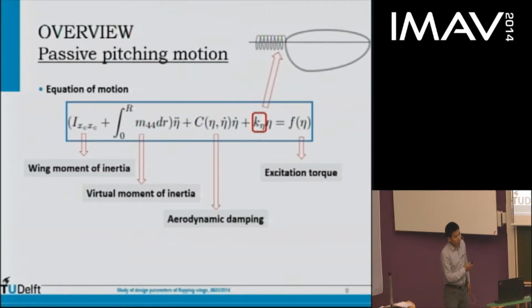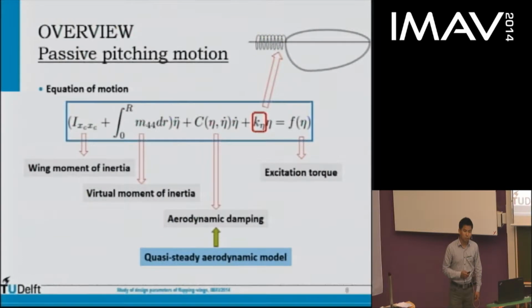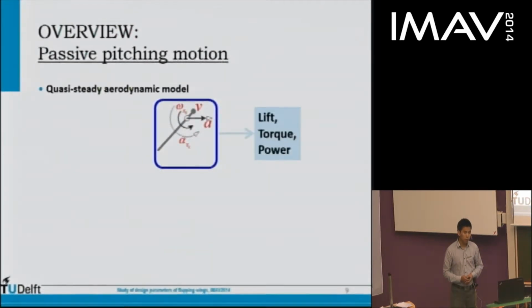The fourth term is the aerodynamic damping torque. This part is calculated by a quasi-steady aerodynamic model. We use this model to predict the lift, torque, and power.